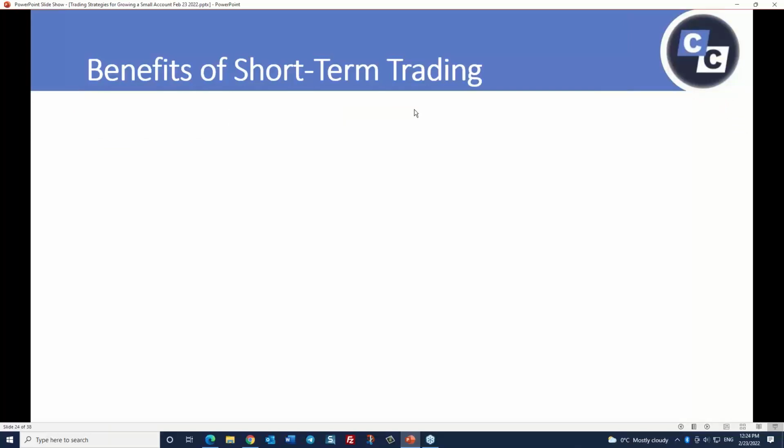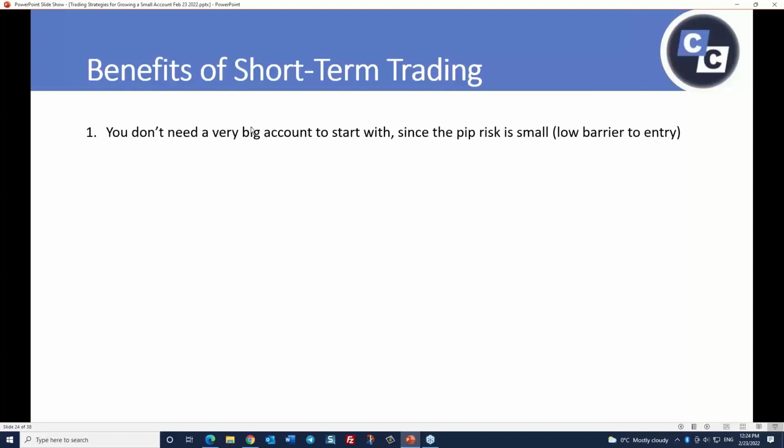There are some great benefits to short-term trading, and it's not suitable for everybody. Some people want to trade longer term or they don't have much choice, but here's the benefits. And I've mostly traded short-term, and I'll show you just a few of them that I really like. You don't need to have a very big account. That's what this webinar is all about, because the pip risk is small, low barrier to entry, short amount of time that you're in the market, which is nice because you don't have that market exposure. Anything unexpected that happens, the less time you're in the market means less risk, period.